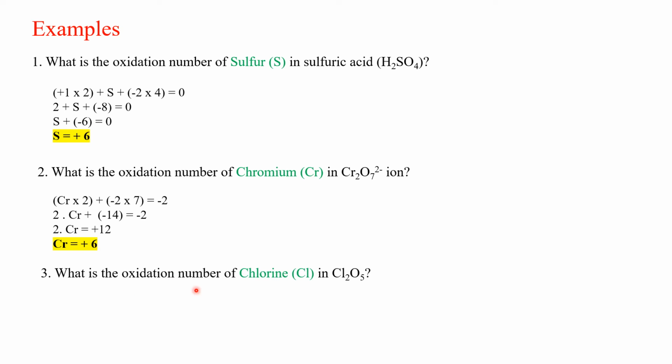Next, what is the oxidation number of chlorine in Cl2O5? So the chlorine charge times 2, plus oxygen, which is -2 times 5, is equal to 0. Zero is the overall charge because this is neutral. If we calculate, you can solve that the chlorine charge becomes +5. So the oxidation number of chlorine in this compound is +5.